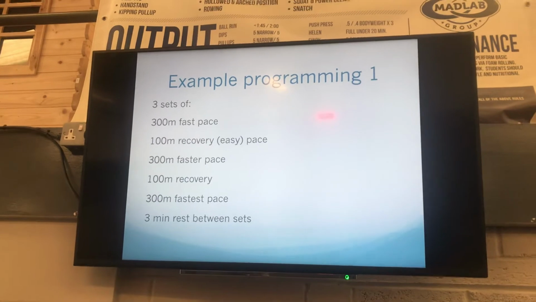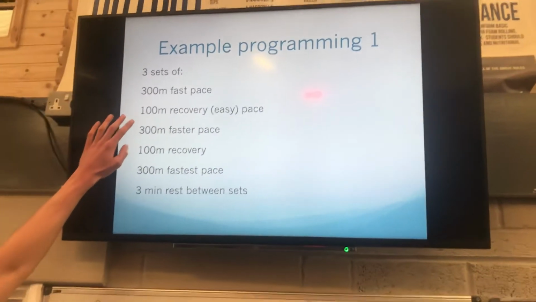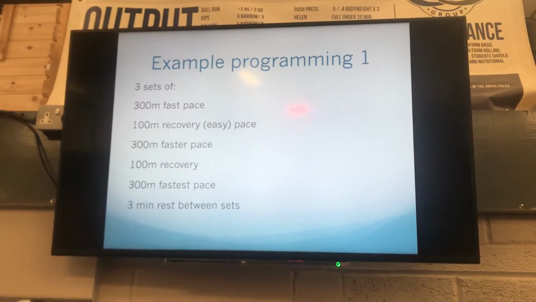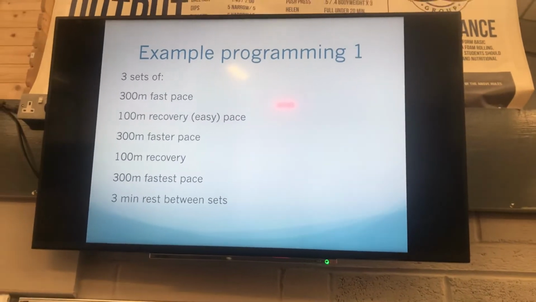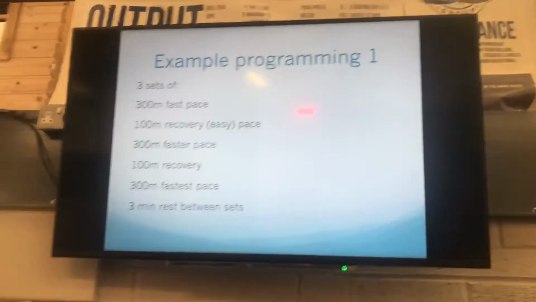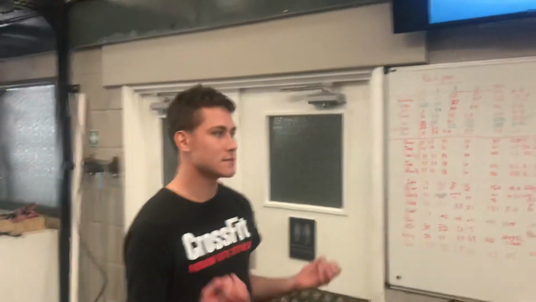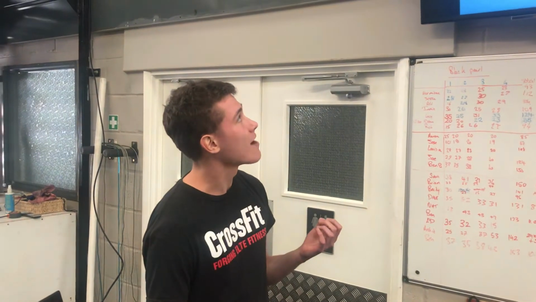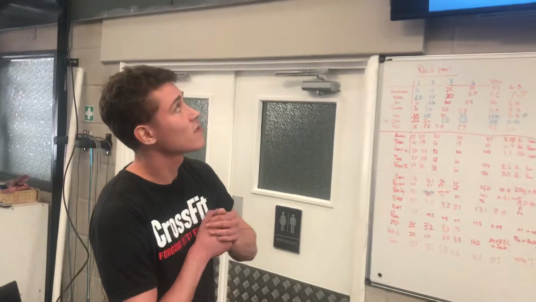What was programming 1? Okay, so 300 meters fast pace. It's in meters. Is this rowing? No, this is running. Okay, that would make sense. So fast pace, 100 meter recovery. 300 meters, for a regular CrossFitter who's got good running mechanics, should probably take under a minute at a fast pace. It's sort of like your 400 meter time for 300 meters, really. A fit person should be able to do a 400 meter run in about a minute.